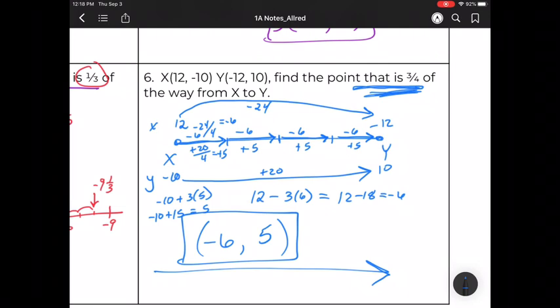And this finishes our examples on how to use midpoint in the coordinate plane and also how to calculate values that are other fractions of the way along a segment from one point to another.